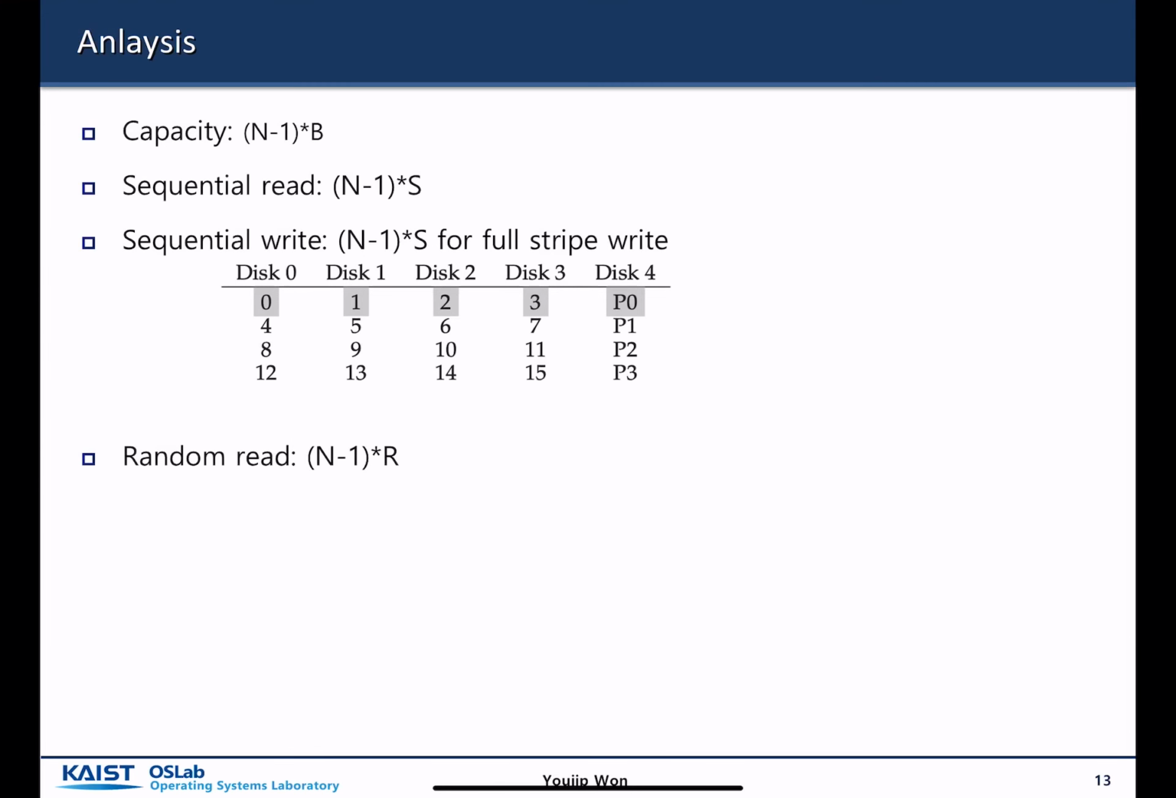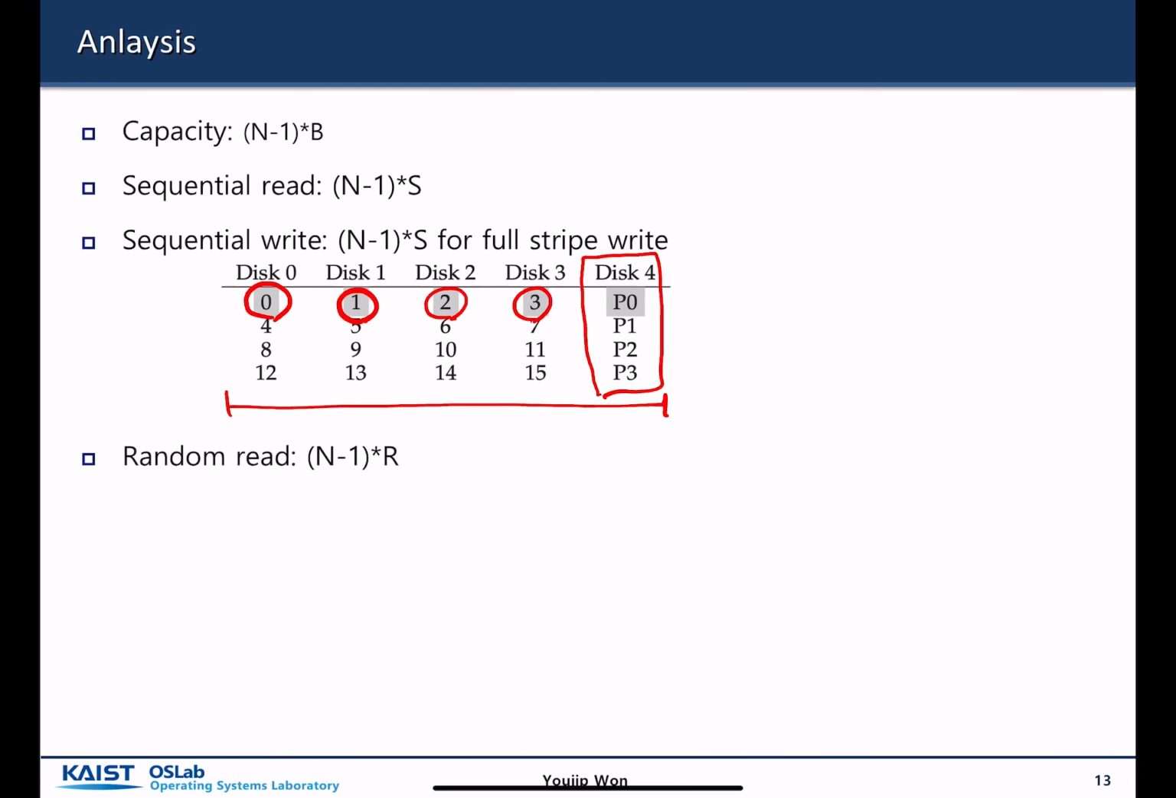Let's perform the analysis on RAID level 4. Capacity is n-1 times b. Sequential read performance and sequential write performance is the same. There are 5 disks, and this 4 is used as a parity disk. So there are 4 disks in total. For sequential operation read and write, we can read from these disks in parallel, and we cannot access disk 4 because we do not have any data in disk 4. It contains only parity.